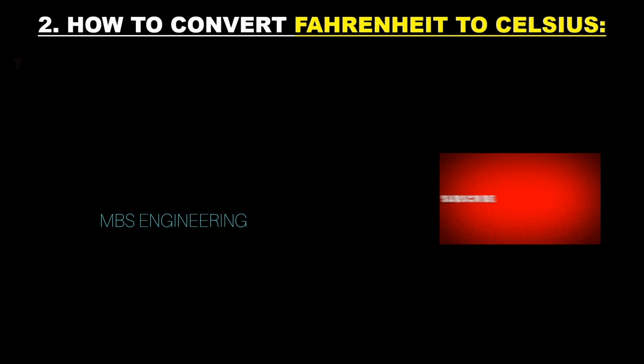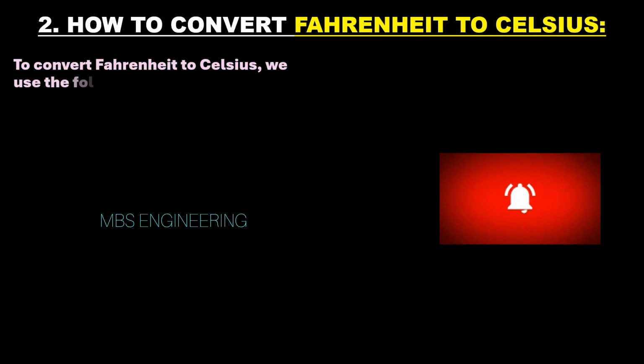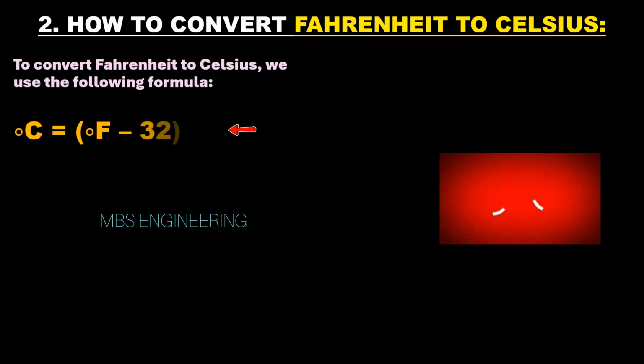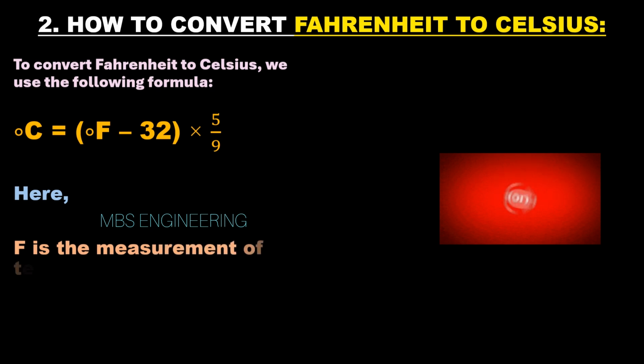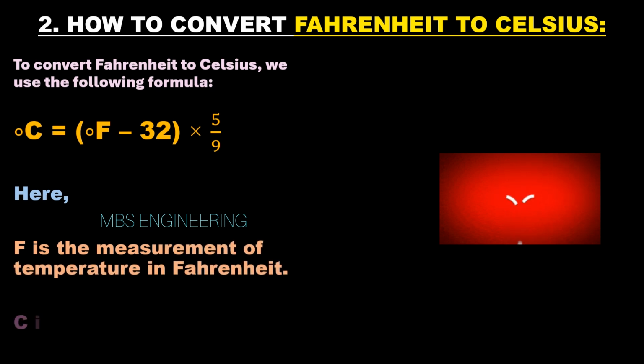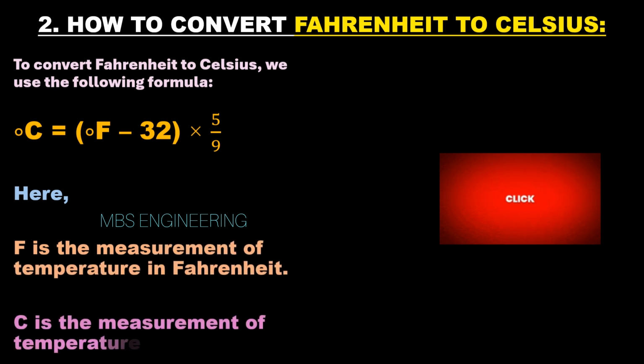Next, we will understand how to convert Fahrenheit to Celsius. To convert Fahrenheit to Celsius, we use the following formula. Degrees Celsius = (degrees Fahrenheit minus 32) × 5, and the obtained value is divided by 9. Here, F is the temperature measurement in Fahrenheit, and C is the temperature measurement in Celsius.